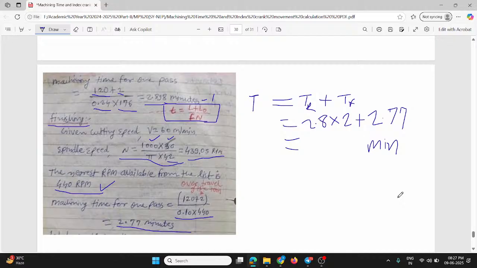Yes, it is visible, and have you understood this? Yes, any doubt in this, please?